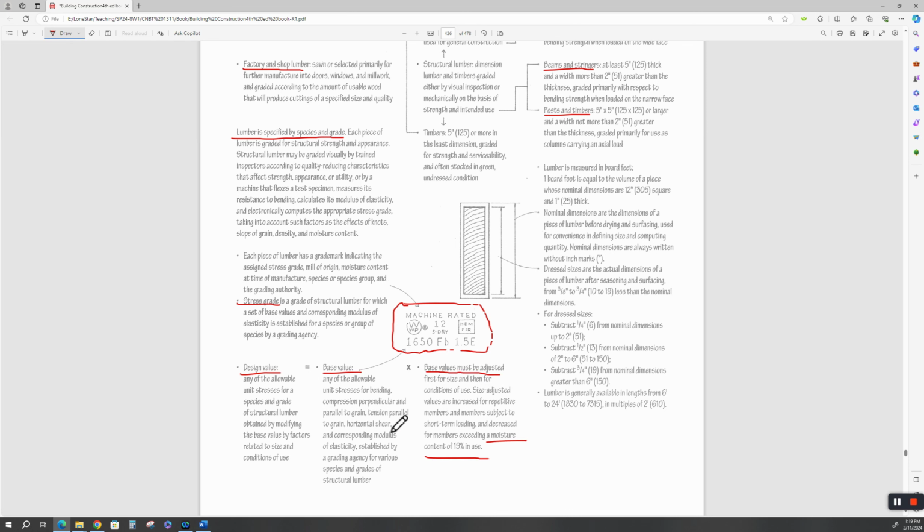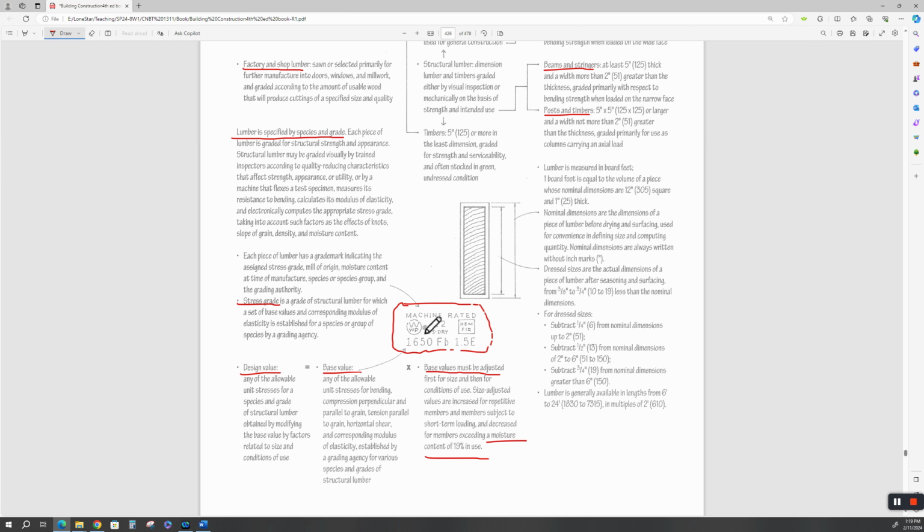Any of the allowable unit stresses for bending and compression, perpendicular and parallel to grain. This goes back to your base value. Horizontal shear and corresponding modulus of elasticity. Now, you don't care about that. But the design value equals the base value times any adjustment that happened, okay?